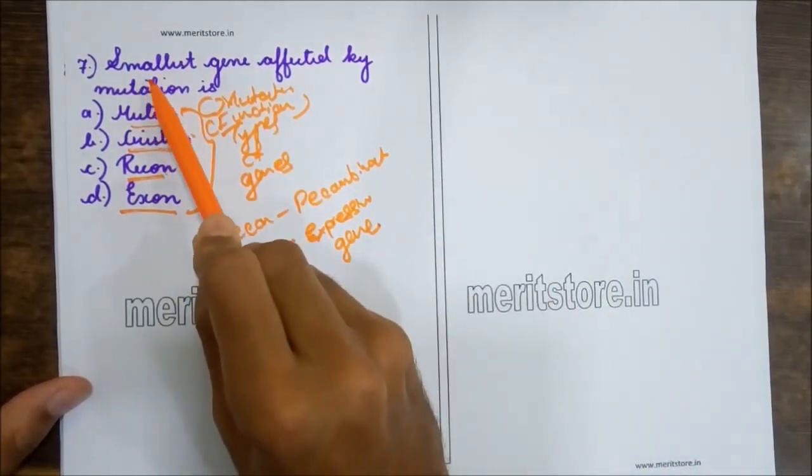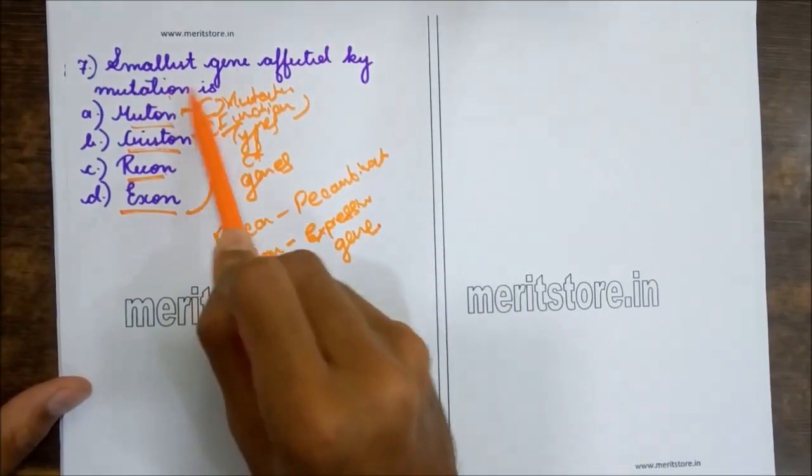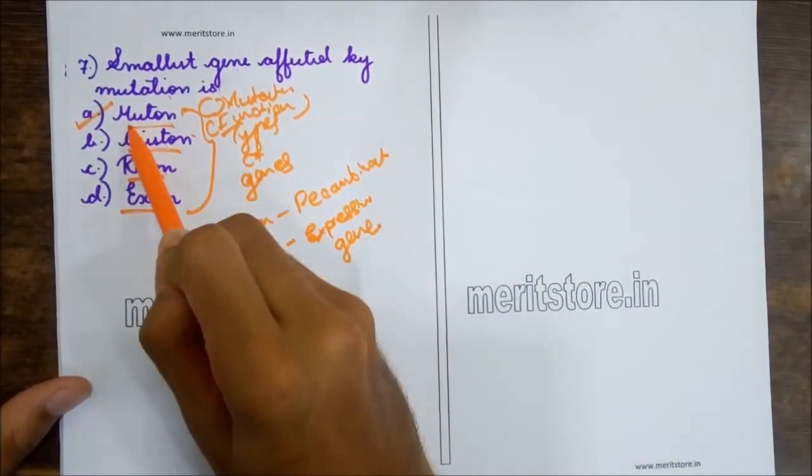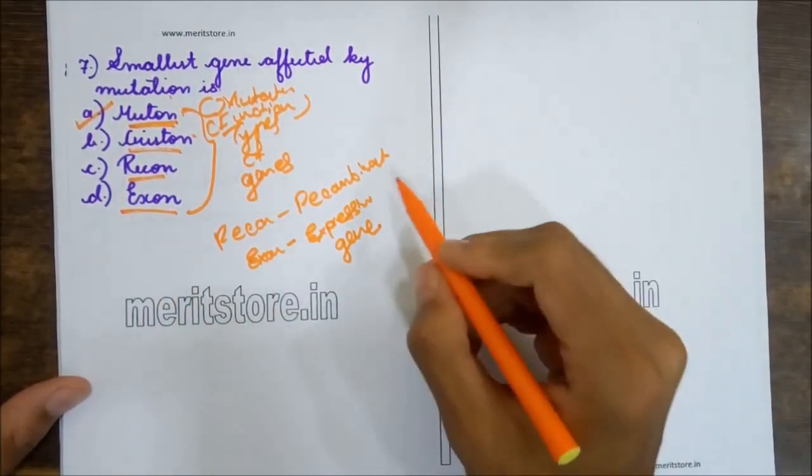So they have asked the question, smallest gene affected by mutation. Option A is the correct answer, since it is responsible for mutation, muton.